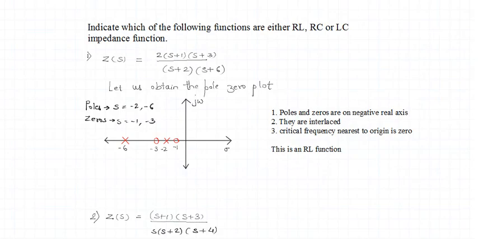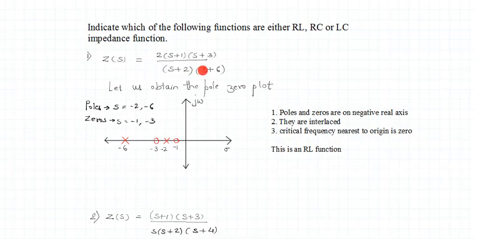This is a very important step before we start to synthesize the given functions. By looking at the transfer function and analyzing it, we must be able to identify the elements for which the transfer function is defined. For the first example, this is the given driving point impedance function for a particular network. Looking at this equation, we must be able to identify whether it defines RL, RC or LC.